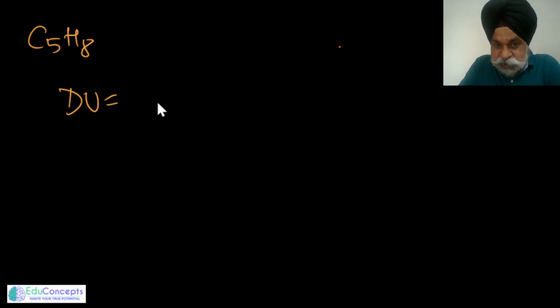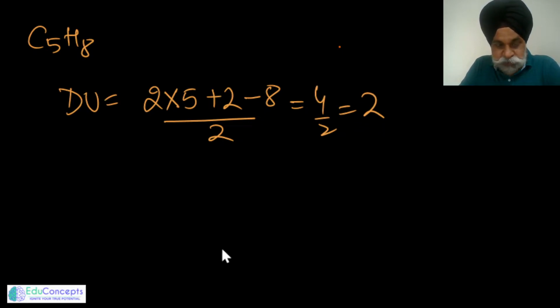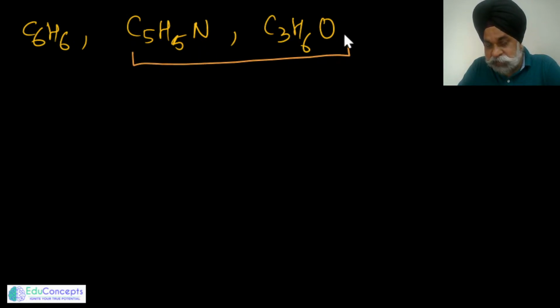Going forward like this, if I would write C5H8, the degree of unsaturation can be written as 2 into the carbon atoms, that is 5, plus 2 minus 8 upon 2. So 12 minus 8, this is 4 by 2. So the degree of unsaturation is 2. This way you can find the degree of unsaturation without knowing what exactly it means, but anyhow, you can do it like this. Let me do it for some compounds which contain nitrogen and oxygen.